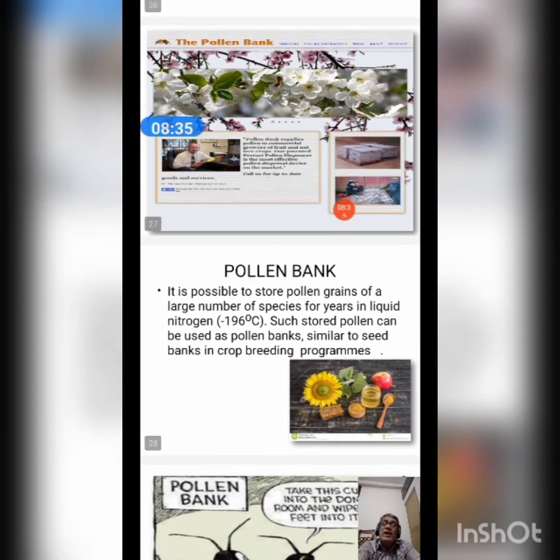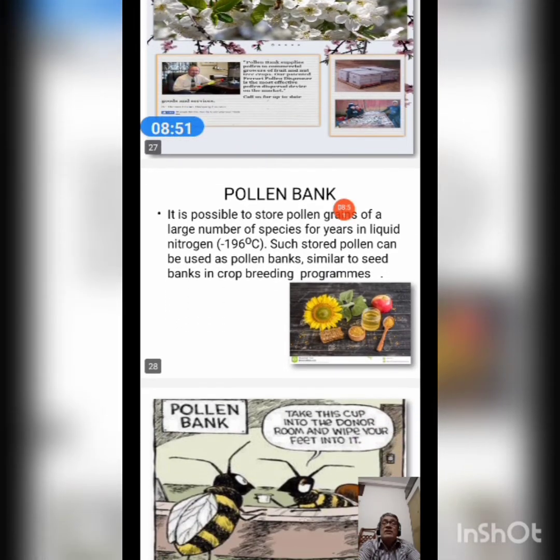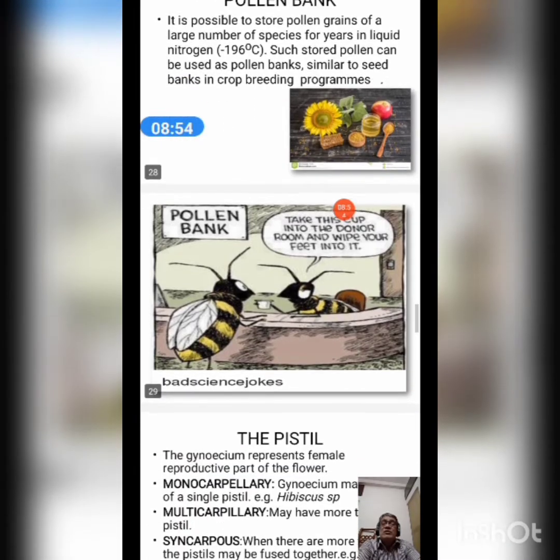What is a pollen bank? It is possible to store pollen grain of a large number of species for years in liquid nitrogen, that is minus 196 degrees Celsius. Such stored pollen can be used as a pollen bank, similar to a seed bank in crop breeding programs. Here you see about this pollen bank.